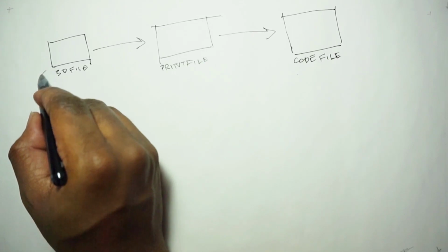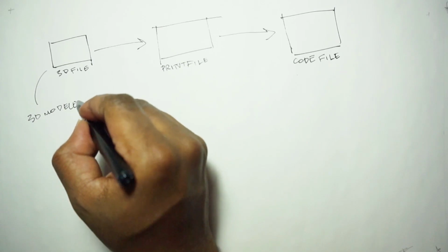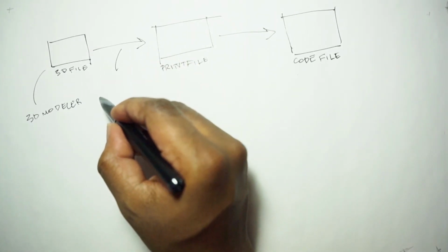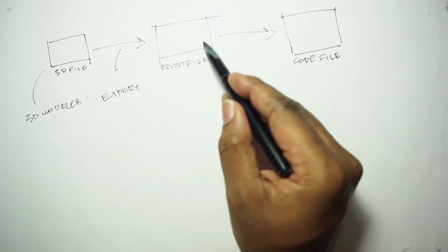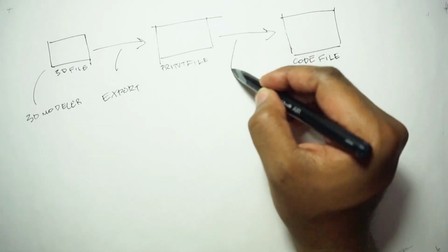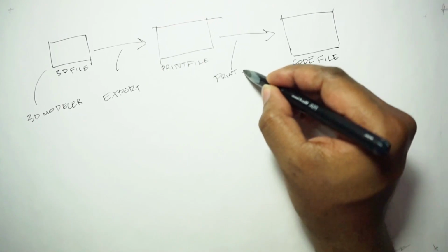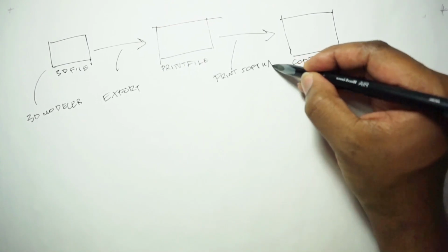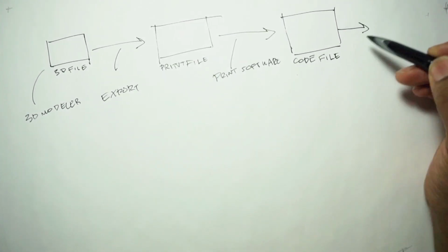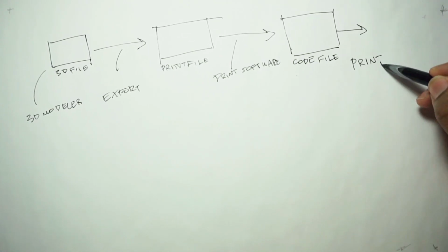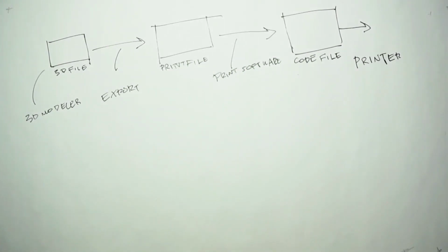The 3D file can be made in your 3D modeler, and then it can be exported from your 3D modeler. The print file will go into a print software. And then your code file will go to a printer. So looking at that, let's break down the different categories.